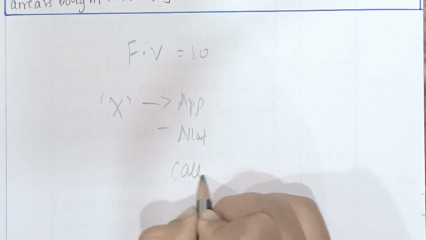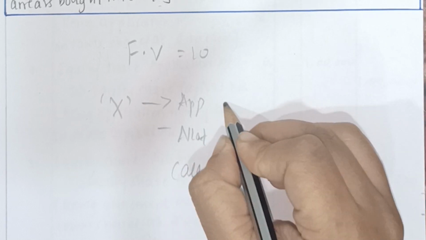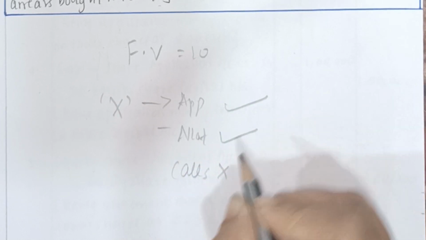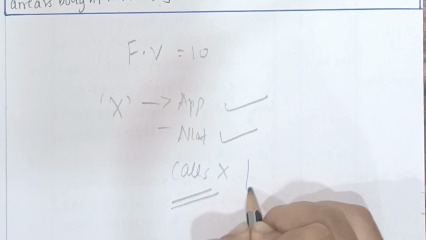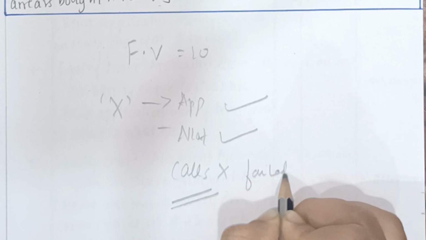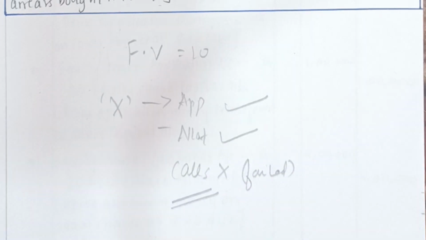On calls, he did not pay the amount. On application, he has paid. On allotment, he has paid. But on calls, he failed to pay. So such a situation is calls in arrears. So basically, the failure on the part of a shareholder to pay any of the installments is known as calls in arrears.